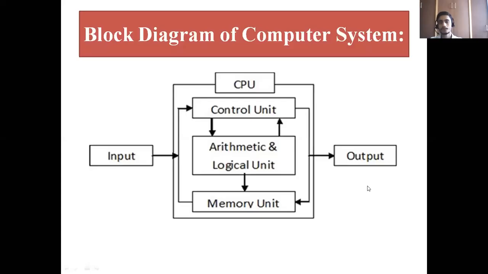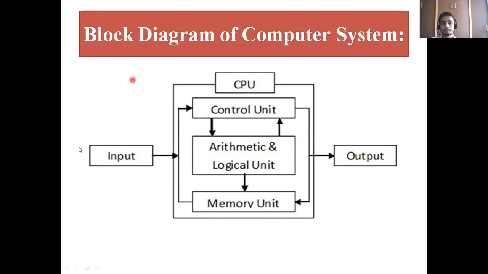Okay, so we are studying the block diagram of the computer system. Here you can see the CPU, input, output, and you can notice that input and output are in small blocks, but the CPU is in a very big block. Here you can see the control unit, arithmetic and logic unit, and memory unit. All these units are part of the CPU. So the CPU mainly has 3 units. Which ones? Say it with me: control unit, arithmetic and logic unit, and memory unit.